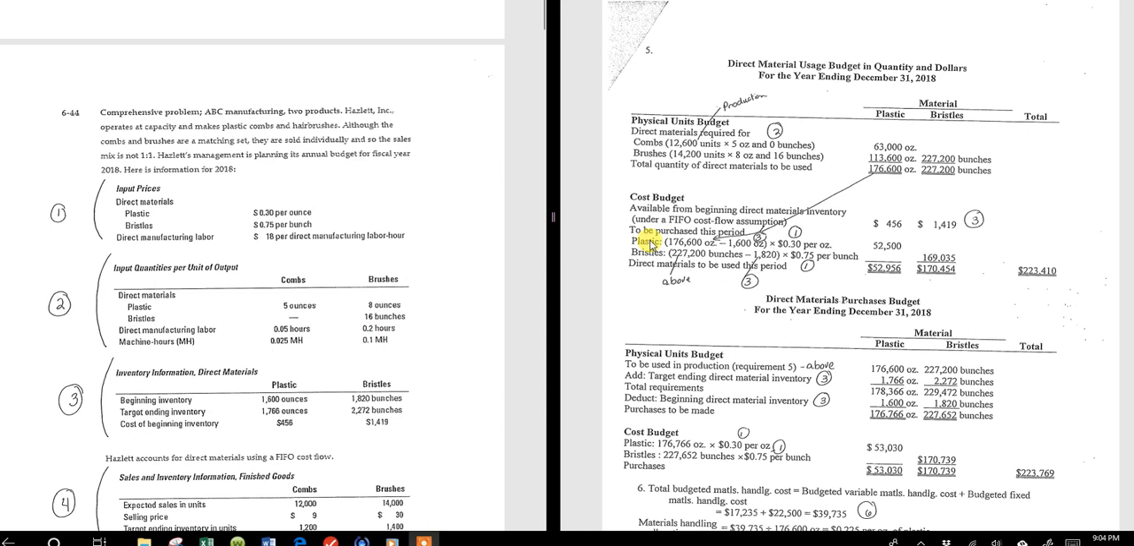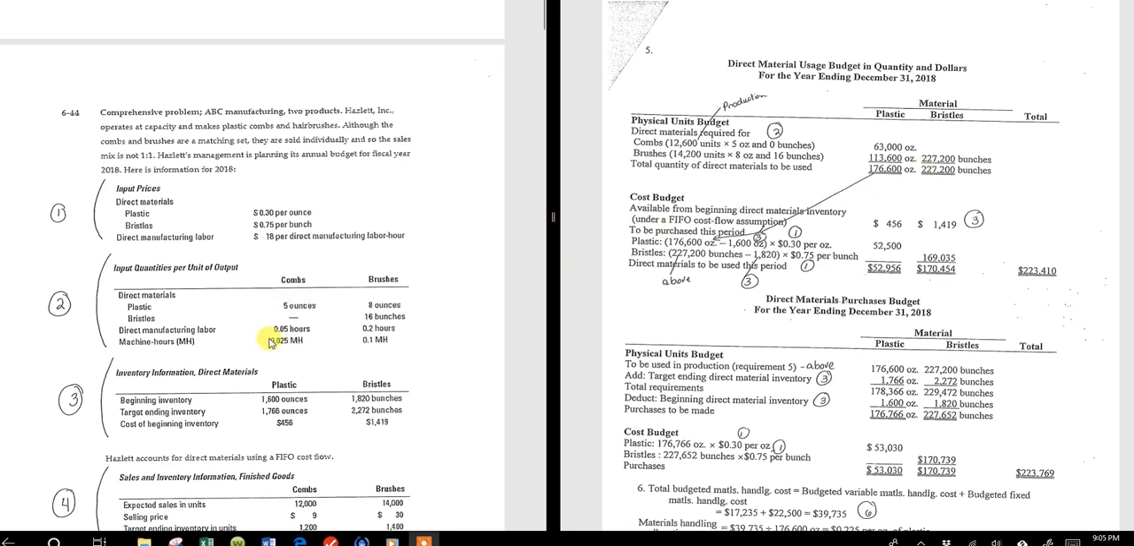So I have plastic. Oops, let's go up here. 12,600 combs times 5 ounces of plastic is 63,000 ounces of plastic. And I have 14,200 brushes in my production times 8 ounces of plastic. I would have probably put these separately, but anyway. And so 14,200 times 16 bunches is 227,200 bunches. Now I need to get my cost.